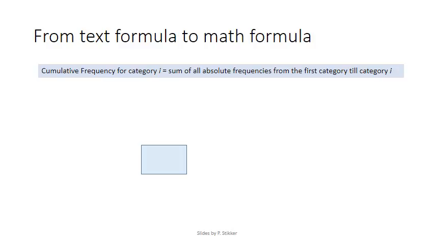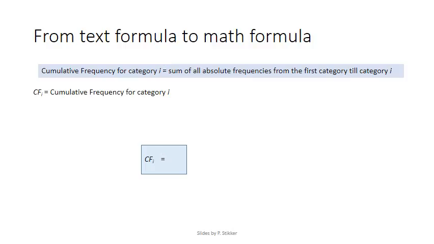Let's try to make this text formula appear like a math formula. The first substitution we're going to do is that the cumulative frequency for category I is going to be replaced by CFI. So in our formula that will become like this. We will then have, of course, the equal sign up here, so also in the formula an equal sign up here.